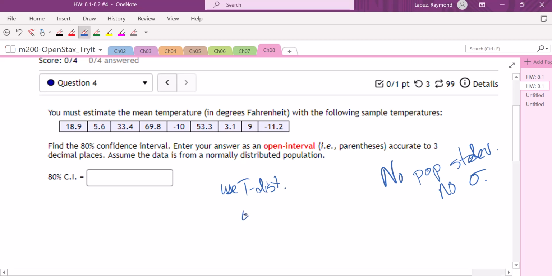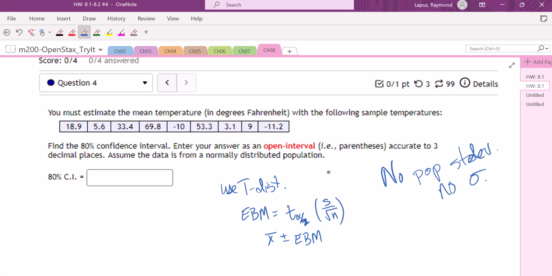Because when we do our EBM, our error bound, it's going to involve the t distribution and t sub alpha over 2, and then we need to multiply it by the standard deviation divided by square root of n. And then after we get that, we add it and subtract it from the mean. And so we need the sample statistics x bar, s, and n. Again, in the calculator, if you have this data already down, it would compute it automatically for you, or you can calculate it separately and then put in the statistics.